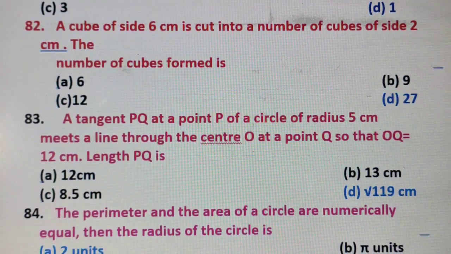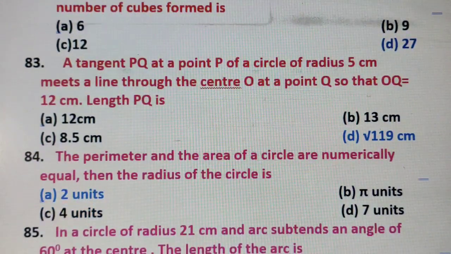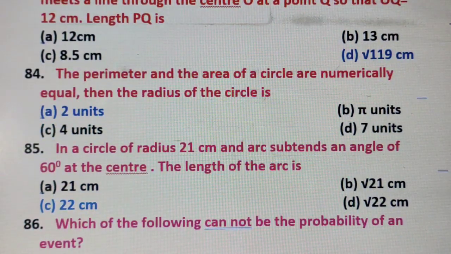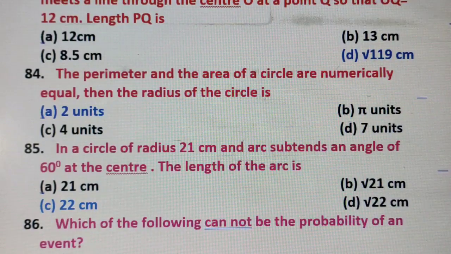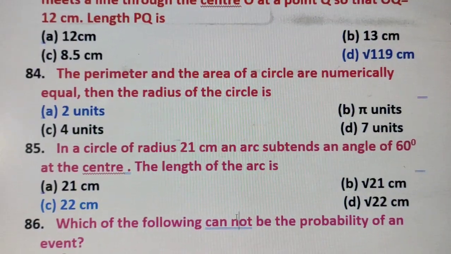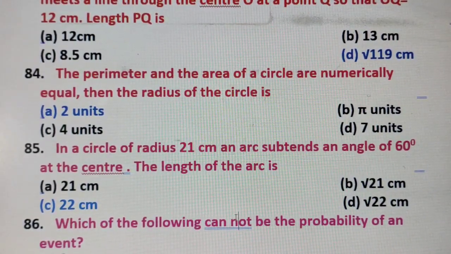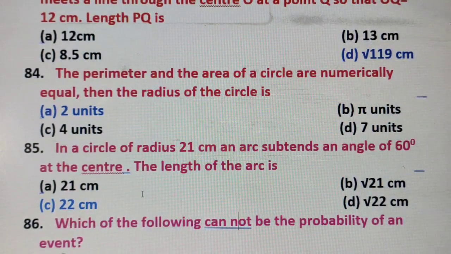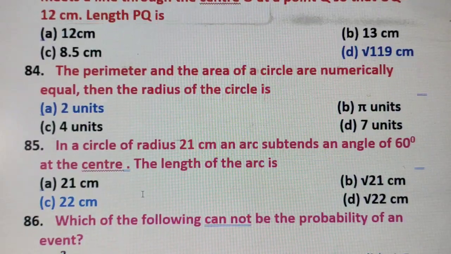The perimeter and area of a circle are numerically equal, then the radius is 2 unit. In a circle of radius 11 centimeter, an arc subtends an angle of 60 degree at the center, the length of the arc is theta by 360 into 2 pi r, it is 22 centimeter. Which of the following cannot be the probability of an event?